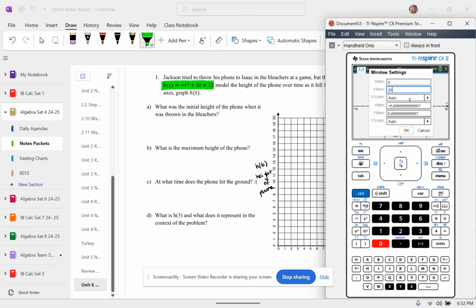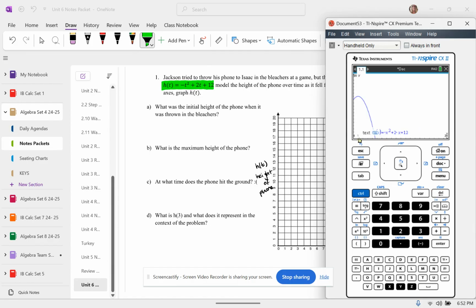You could either do it this way, menu for A, or you could just hover over the values on the x or y axis and type them in. So you could either do it the way I just did it, or you can hover over these, double click, and then type it in, okay? So now my function models the window that they gave me. So the initial height is going to be this height right here, where the phone was first dropped. Or thrown, I guess.